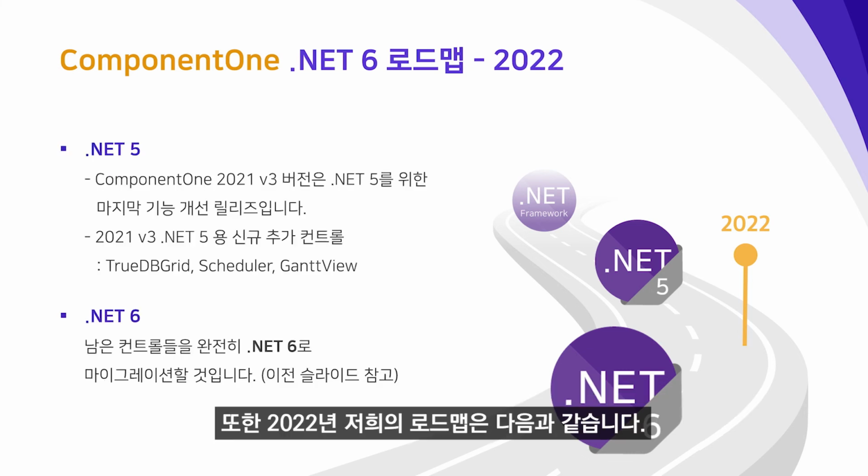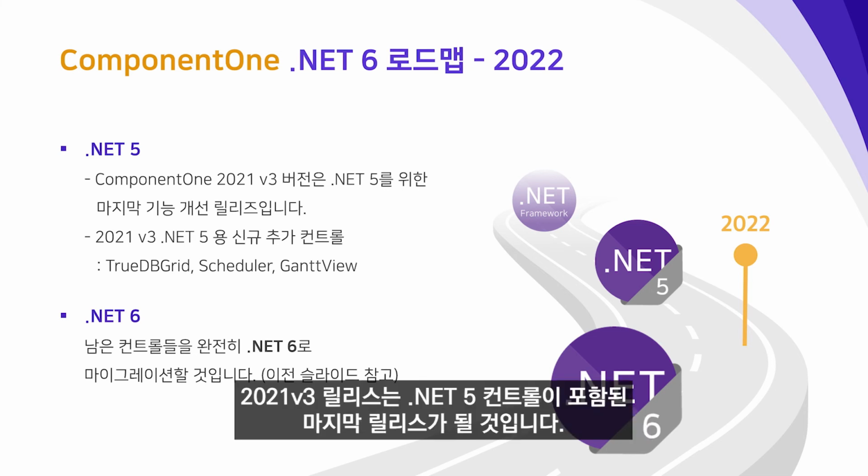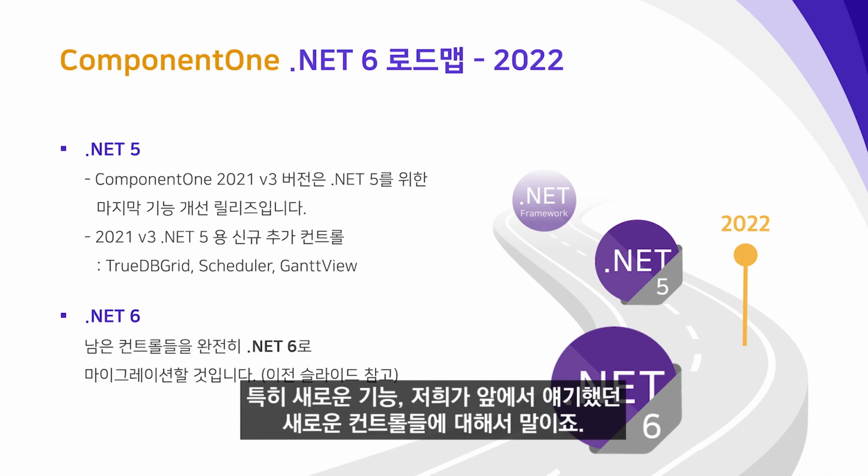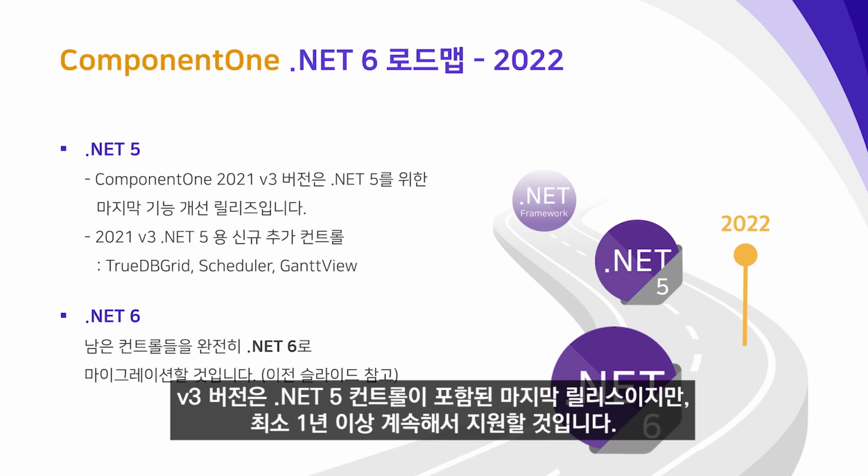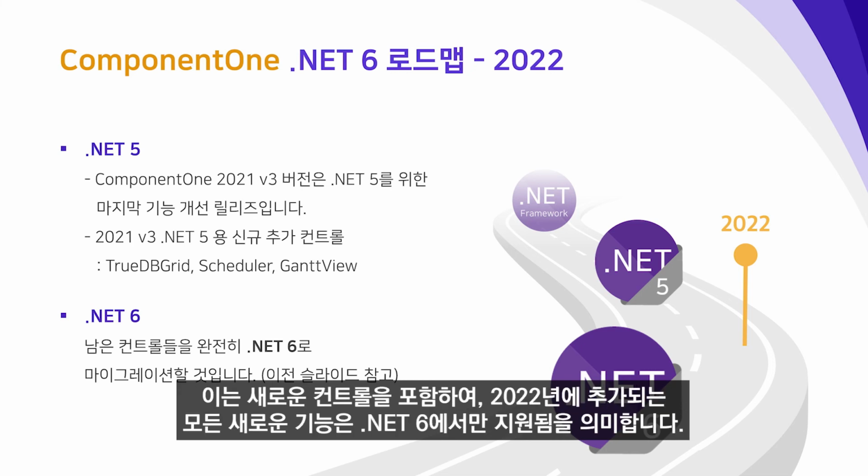So also in 2022, our roadmap looks like this. So our 2021 V3 release will be the last release with .NET 5 controls, especially with new features and all the new controls we're talking about. But we will continue to support the .NET 5 controls as they're finalized with the V3 release for at least one more year. It means that any new features we add in 2022, including new controls, will be only in .NET 6.